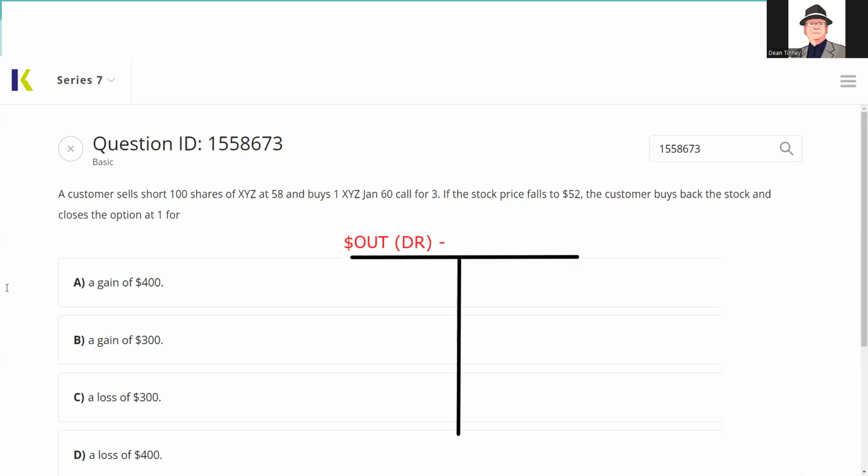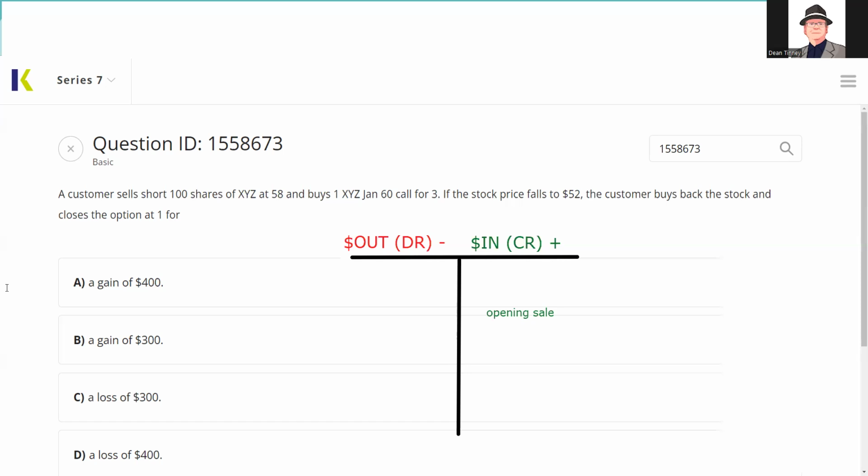So I call this the initial setup. I like to use dollars out. Some people like to use debit. Some people like to use minus, whatever floats your boat. I like to use dollars in. Some people like credit. Some people like a plus, whatever floats your boat. Again, the key is, do we understand contract specifications? Can we track money?